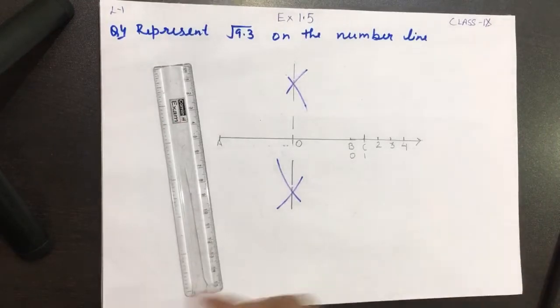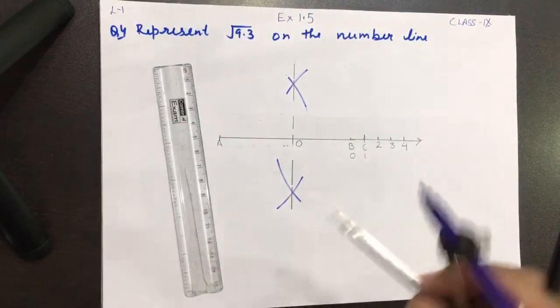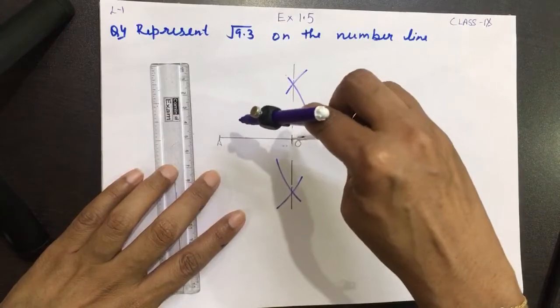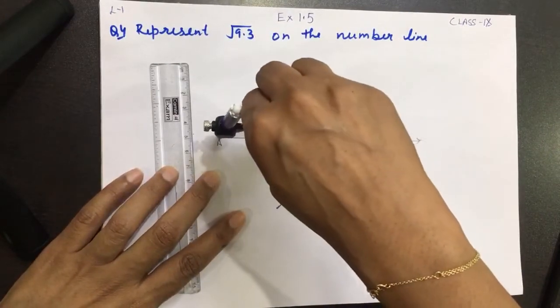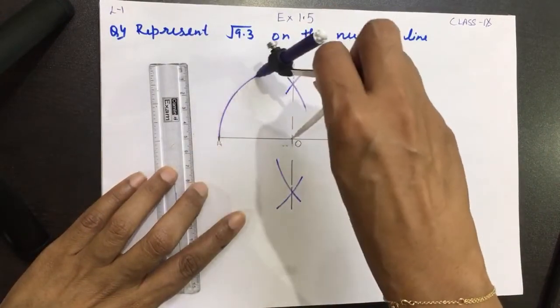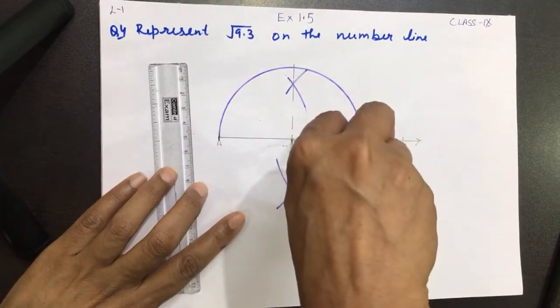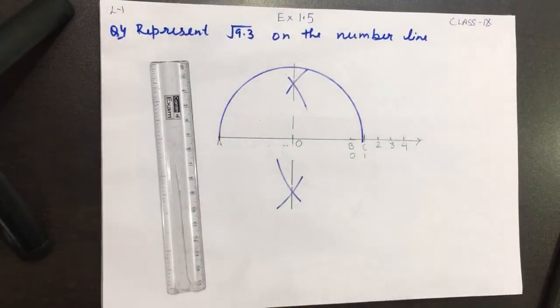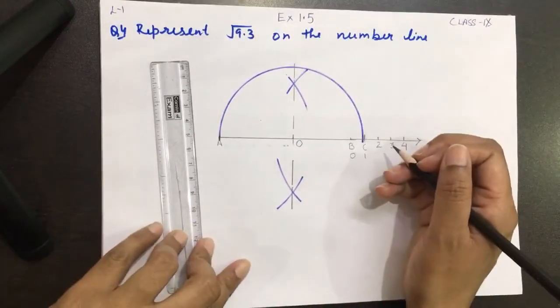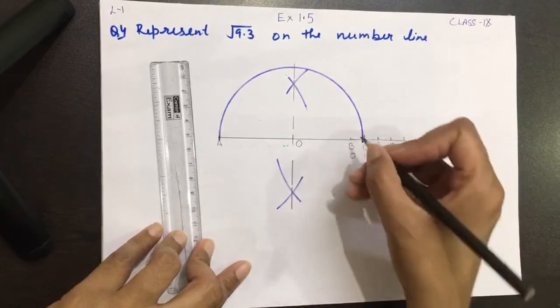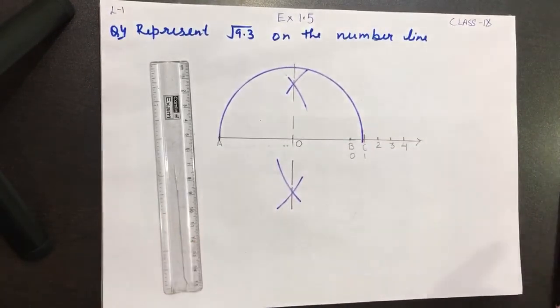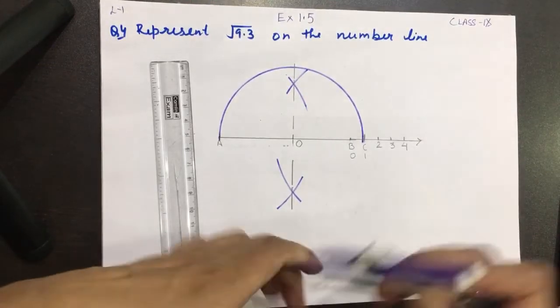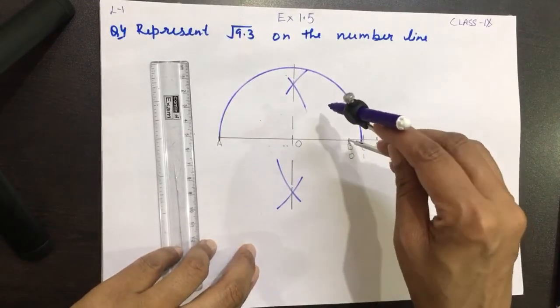After that, again draw a semicircle. From O as the center and A as the radius, you will draw a semicircle. And obviously it will lie at point C. Now, from point B, you have to draw a perpendicular, so that you can make root 9.3.